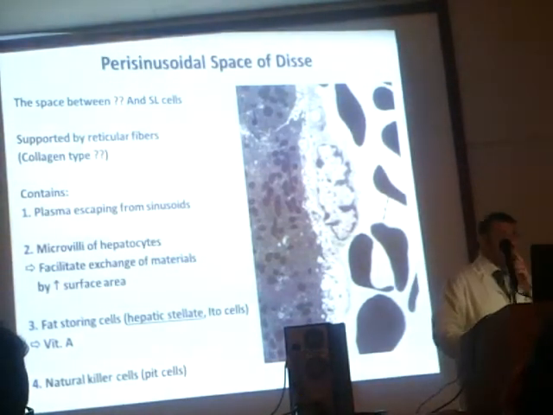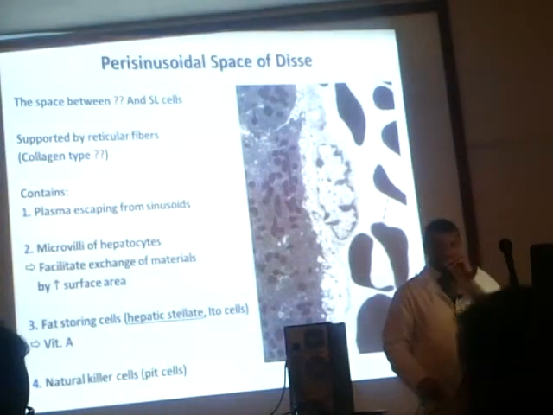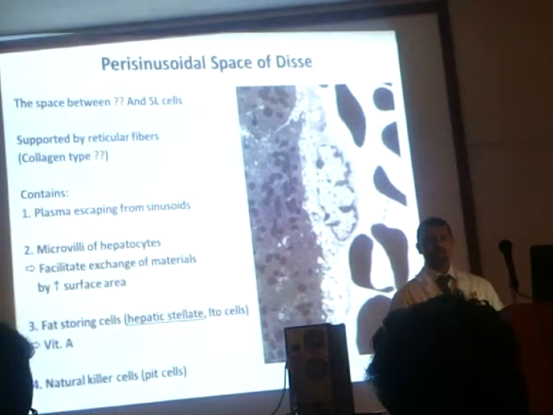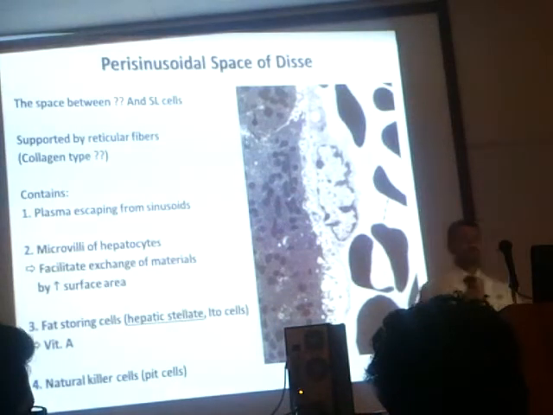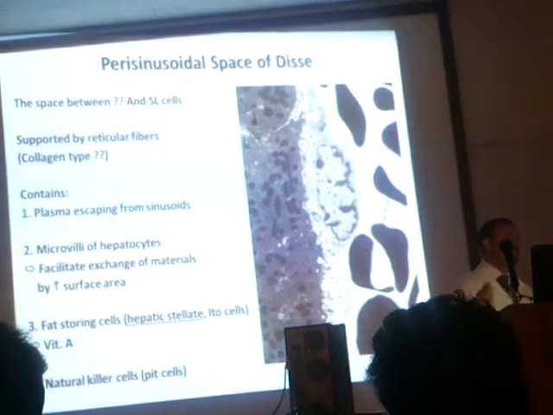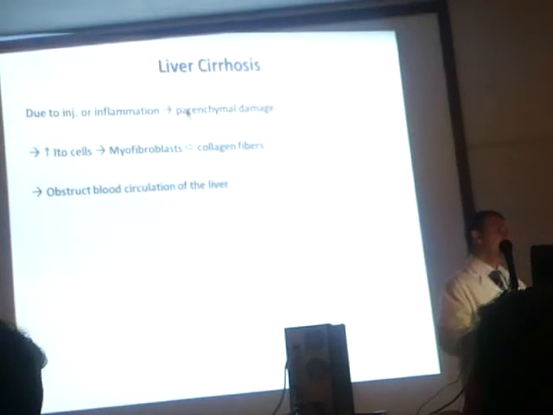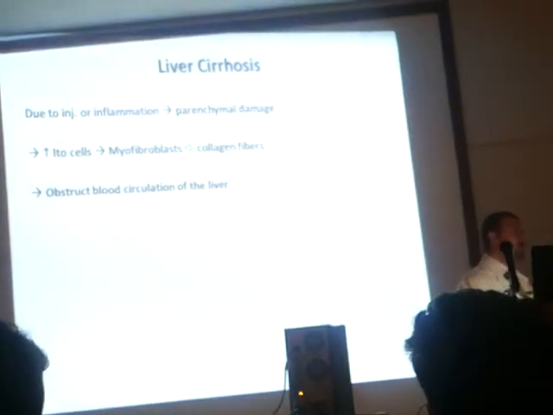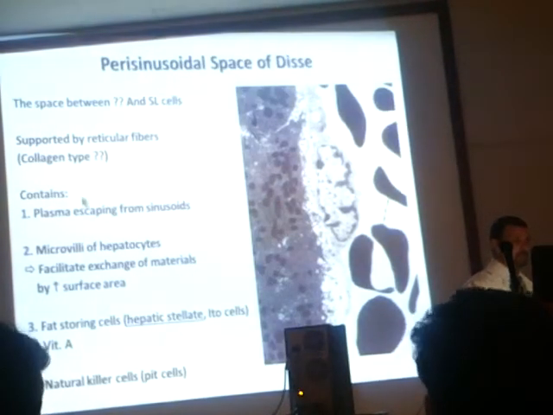So what will happen now? They will interfere with the blood flow within the sinusoid from the portal triad into the central vein. So there will be obliteration or occlusion of blood flow, and there will be fibrous formation because of this, called fibrosis. This case will be known as liver cirrhosis. So liver cirrhosis is mainly involved with some problem in the fibrosis, which will obstruct the blood circulation or microcirculation in the liver.